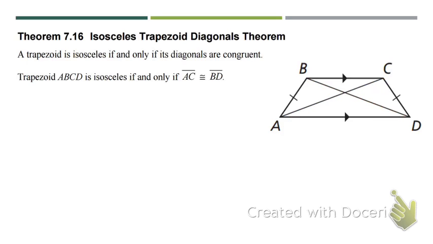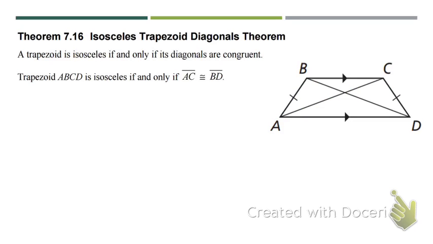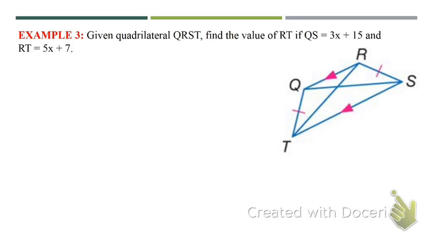Isosceles trapezoid diagonal theorem. A trapezoid is isosceles if and only if its diagonals are congruent. So those diagonals would need to be congruent.